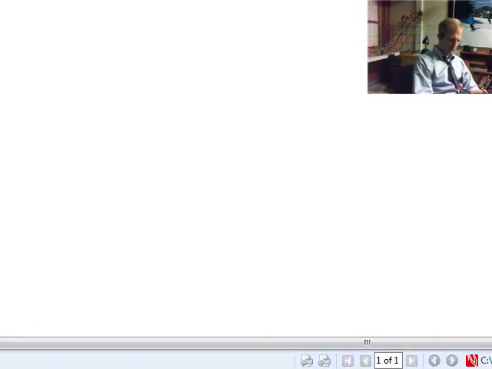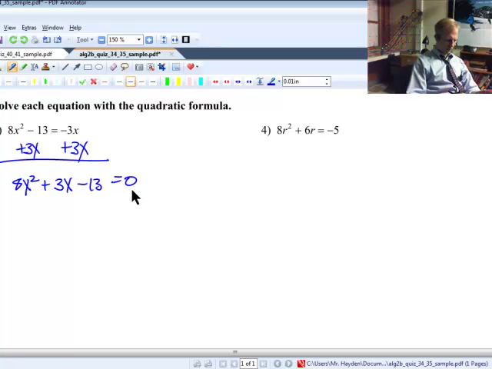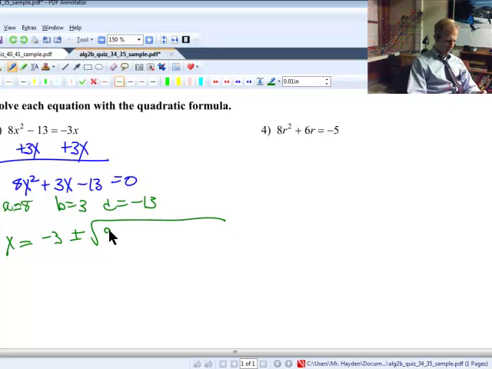Alright, now I'm asked to solve two equations using the quadratic formula. So, first of all, I move all terms to the left side of the equation, and I get this. Okay, now I need to identify A, B, and C. So A is 8, B is 3, and C is negative 13. So when I use the quadratic formula, I'm going to get negative 3 plus minus square root of 9 minus 4 times 8 times negative 13, and that's all over 16.